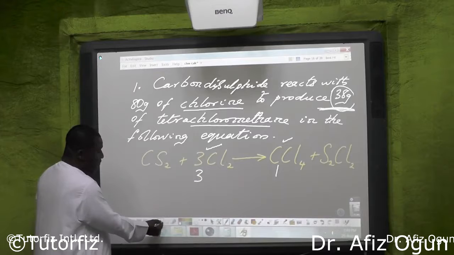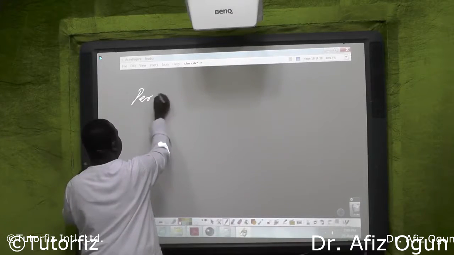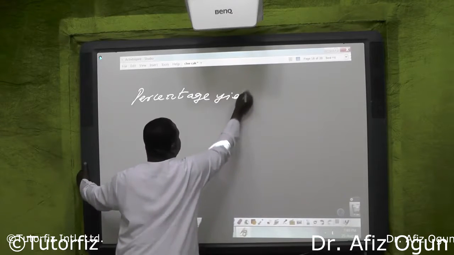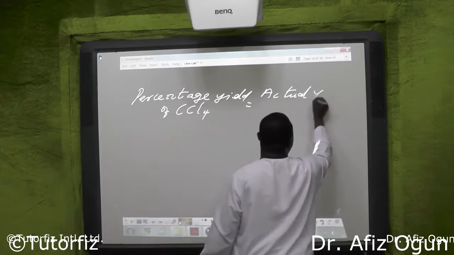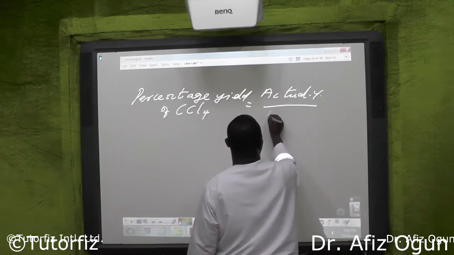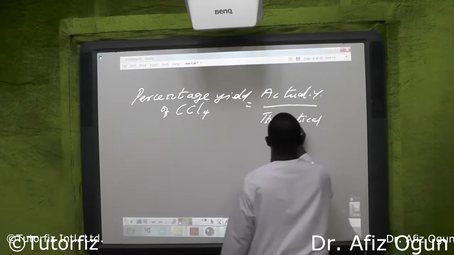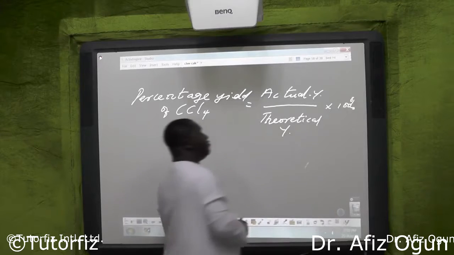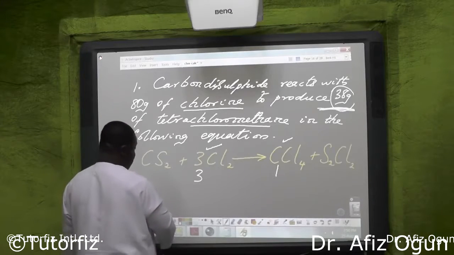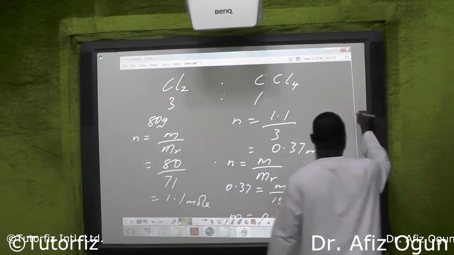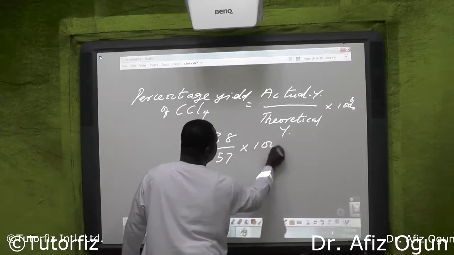So our percentage yield of CCl4 equals actual yield of CCl4 divided by theoretical yield, which is always more, times 100. Please, sometimes we keep forgetting that 100, don't forget. So this equals our actual yield, which we have in the question, that we actually made 38 grams, and what we're expecting is 57 grams. So 38 divided by 57 multiplied by 100%.